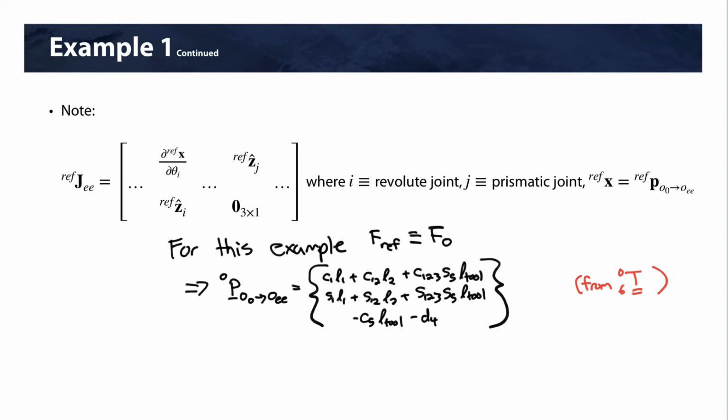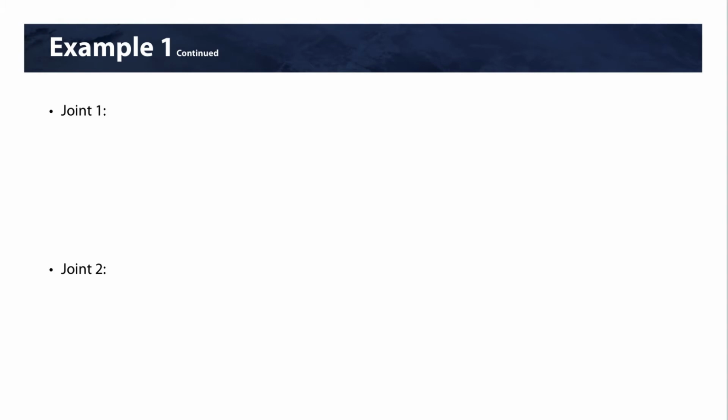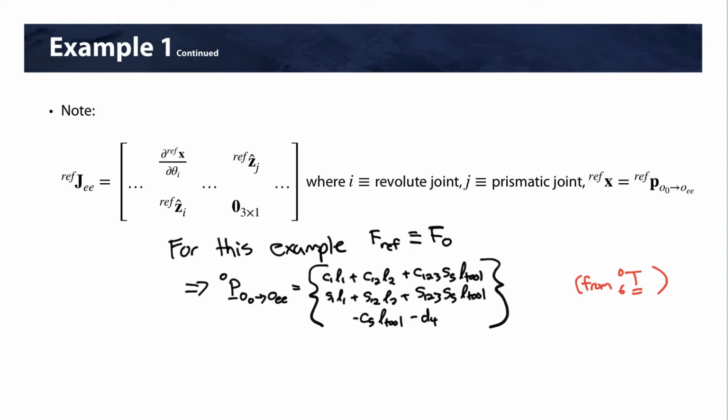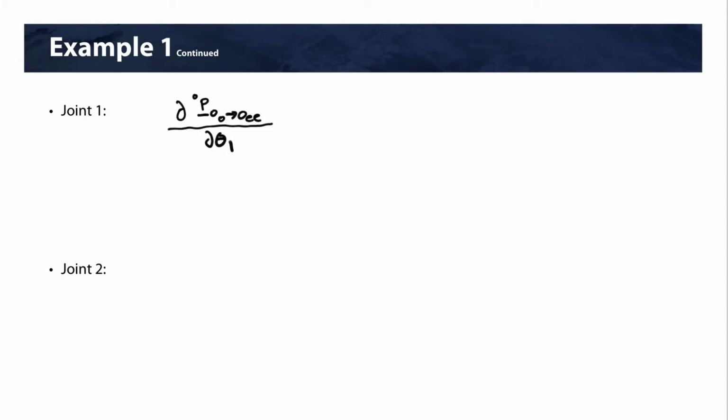Now we can start going joint by joint. If the ith joint is revolute, we're going to use this formulation, and if the jth joint is prismatic, we're going to use this formulation. For joint 1, we're going to do the partial derivative of our position vector, the vector I just wrote on the previous slide, with respect to our joint 1 variable, which is theta 1. So we need to do the partial derivative of this expression here in terms of theta 1.